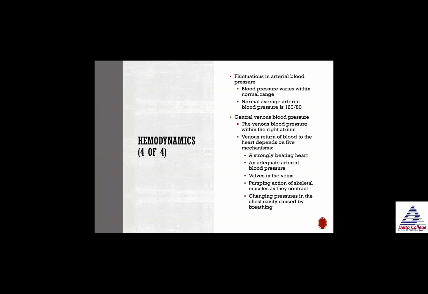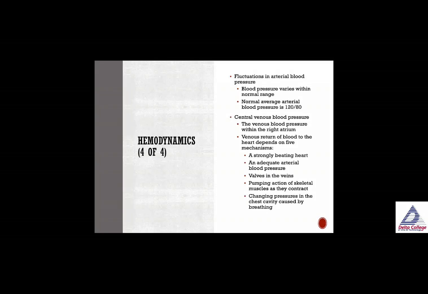Now, fluctuations in arterial blood pressure. First of all, the blood pressure varies within a normal range. It doesn't stay constant or the same every second of the day. Normal average arterial blood pressure, which is what we take when we take our blood pressure, is 120/80. Now there's something called a central venous blood pressure. This is the venous blood pressure within the right atrium.